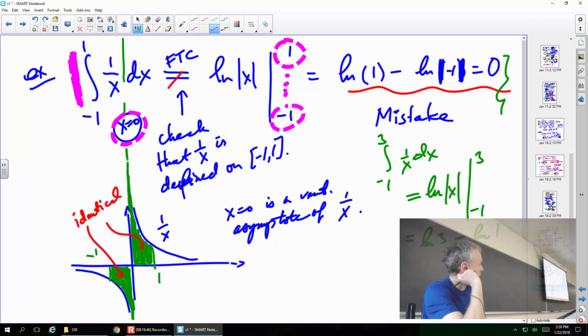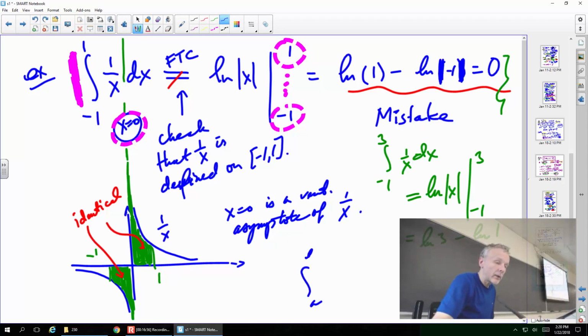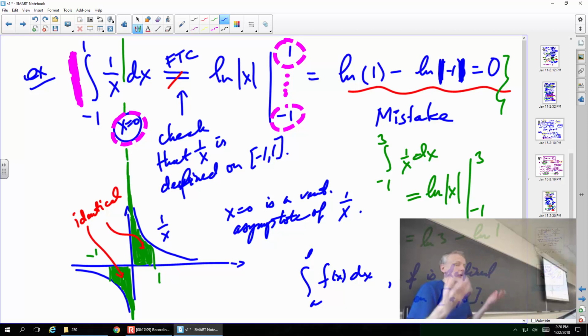If you remember from Calculus 1, you can only define the definite integral from a to b of f(x) dx. The assumption is f is defined on the whole interval [a, b]. So what happens when it's undefined somewhere in the middle? We simply cannot rely on Calculus 1. We have to start over.